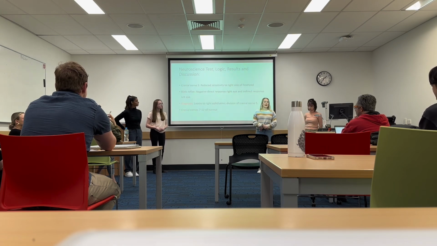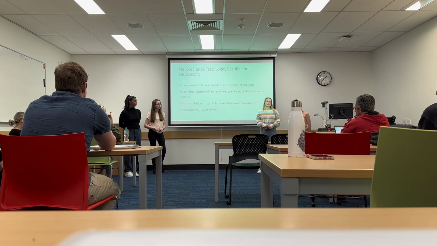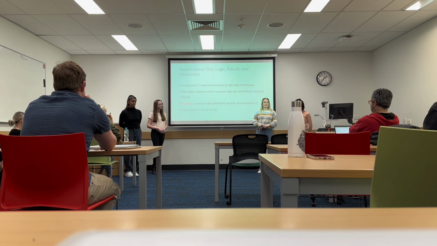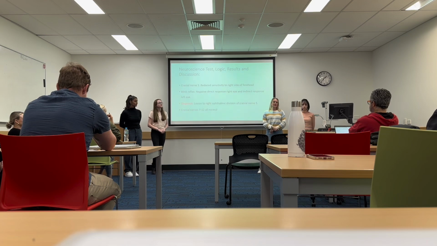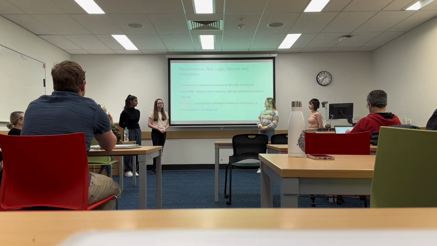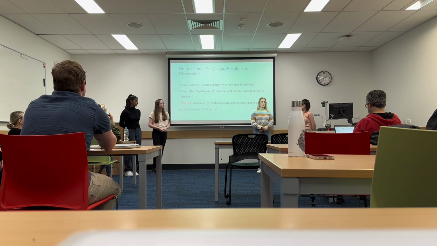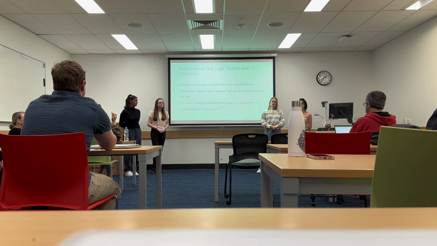So cranial nerve 5 assessment indicated reduced sensitivity for fine touch and temperature to the patient's right side of their forehead. Blink reflex was negative for both the direct response in the right eye and the indirect response in the left eye. These two assessments combined indicate a lesion in the right ophthalmic division of cranial nerve 5. Assessments of cranial nerve 7 to 12 all produced normal results.